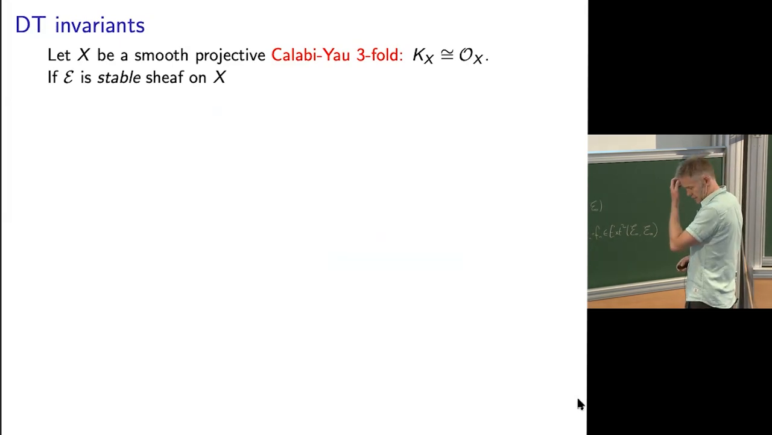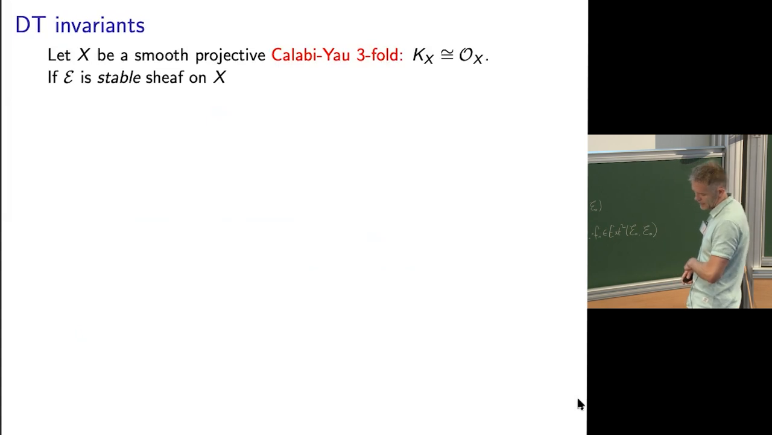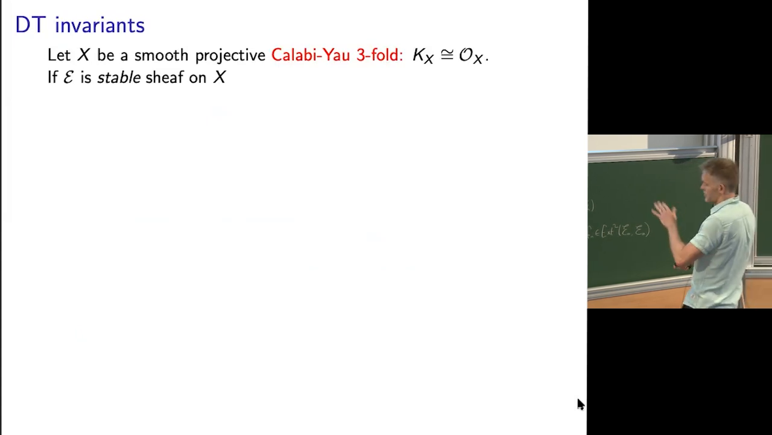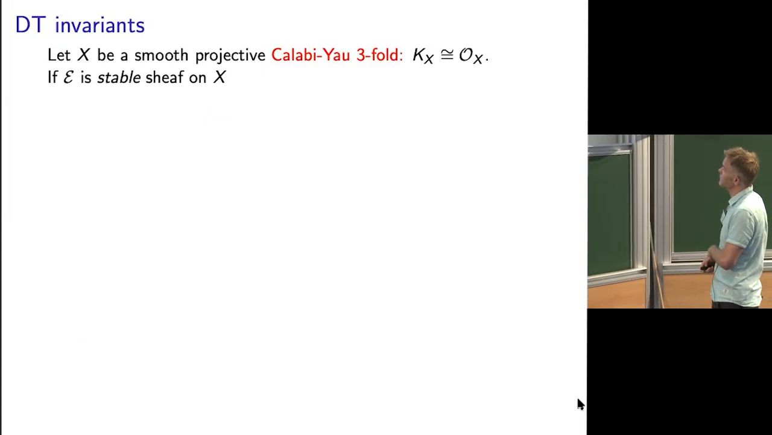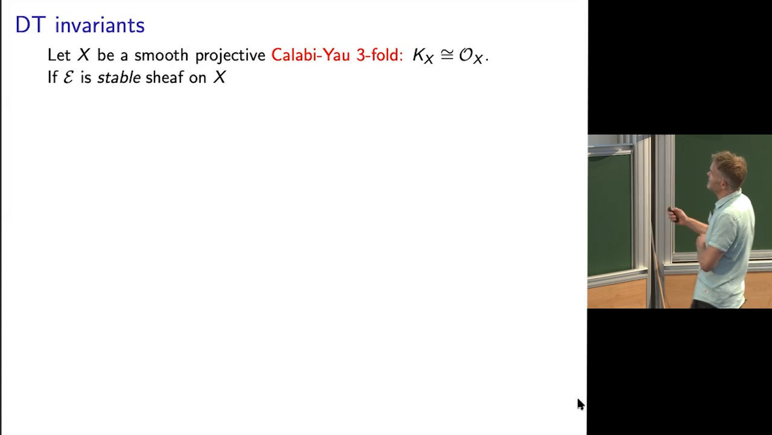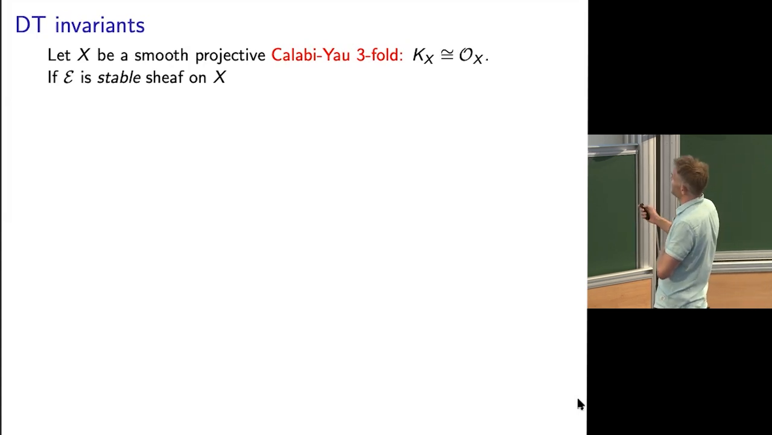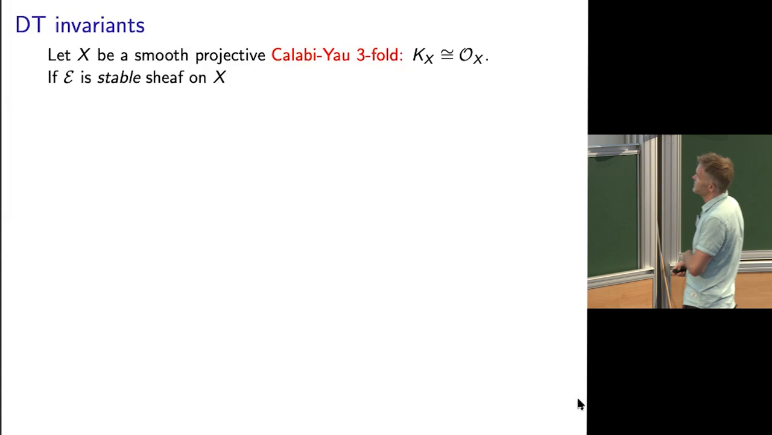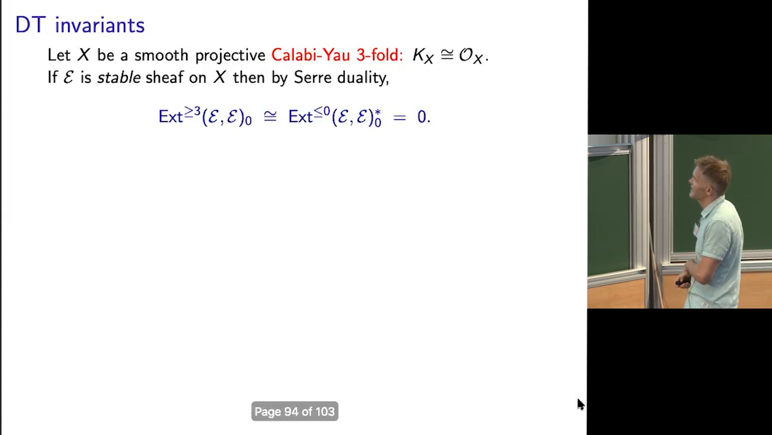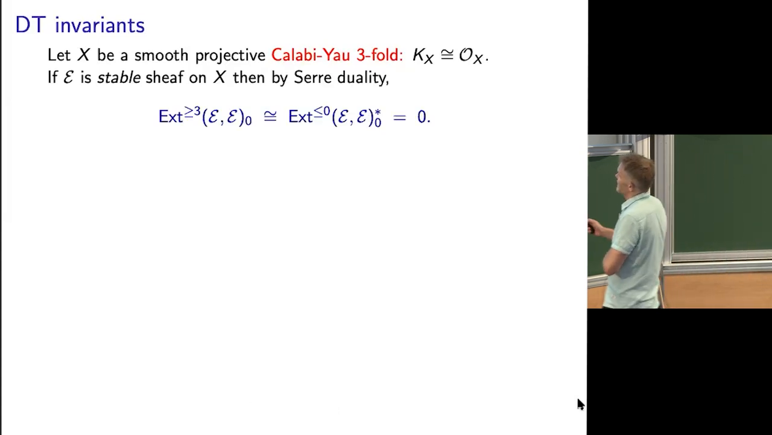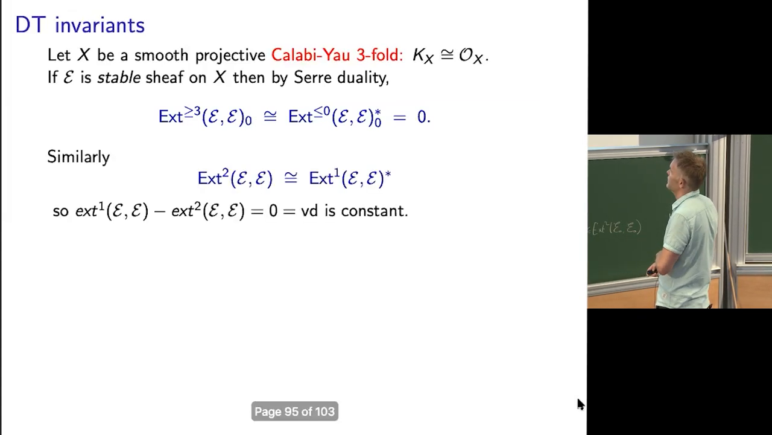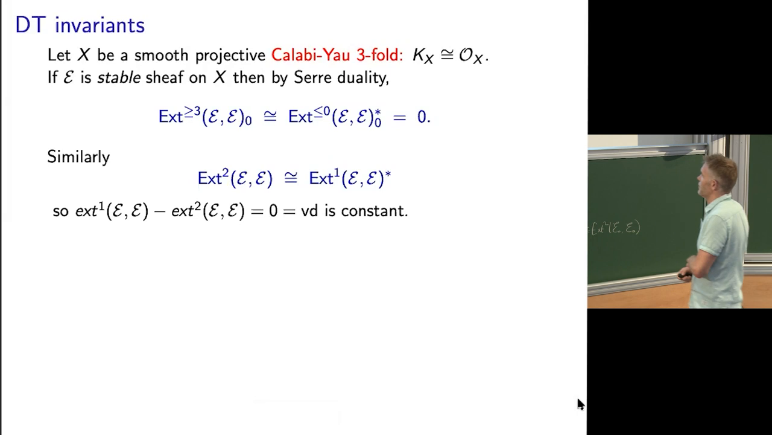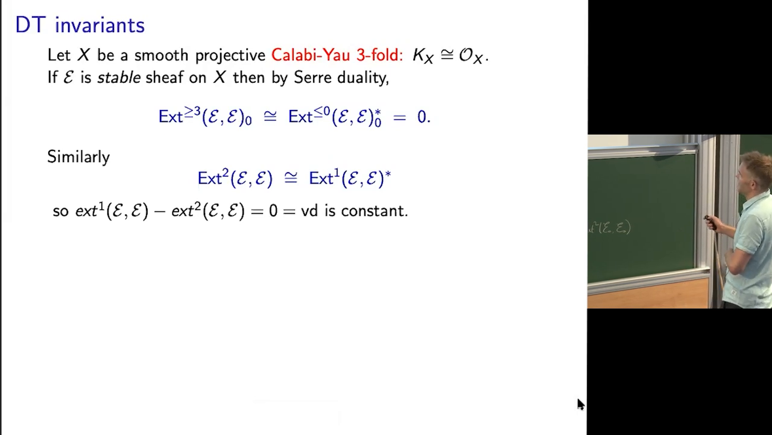So I've more or less said this anyway. Let's suppose X is a smooth projective Calabi-Yau threefold. You'll see the relevance to Vafa-Witten theory tomorrow. So what that means is that the canonical bundle of X is trivial. And suppose you have a stable sheaf on X. Then, as I've mentioned before, the higher Ext groups vanish, modulo this trace issue. The Ext^2 is actually dual to Ext^1.